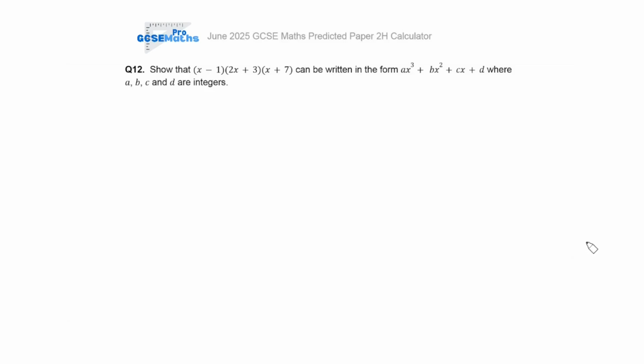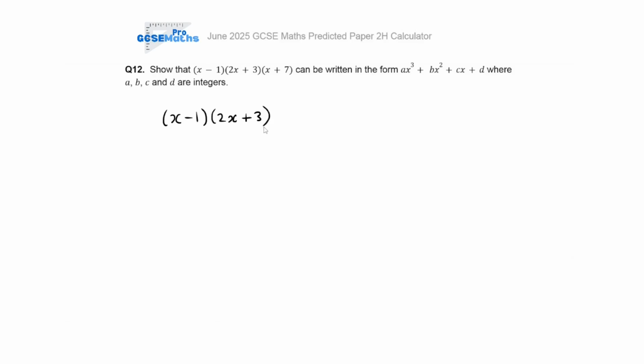Show that (x minus 1)(2x plus 3)(x plus 7) can be written in the form ax cubed plus bx squared plus cx plus d, where a, b, c and d are integers. So basically, in other words, expand the triple brackets. So we always expand 2 first. I normally go with the first 2. You can technically do it in whichever order you like, but I'll just stick with the first 2.